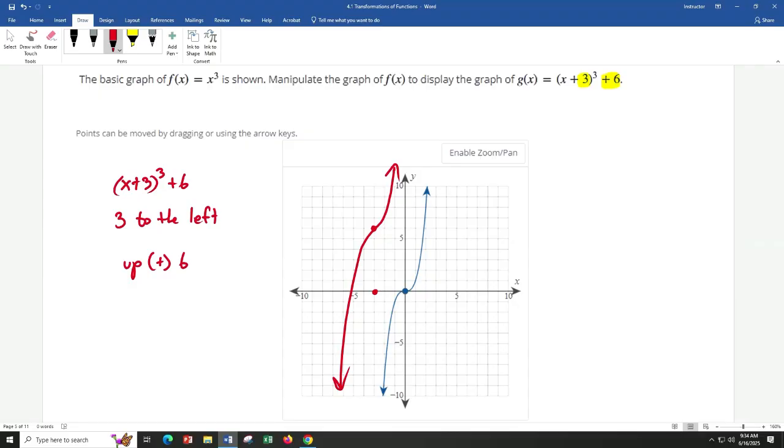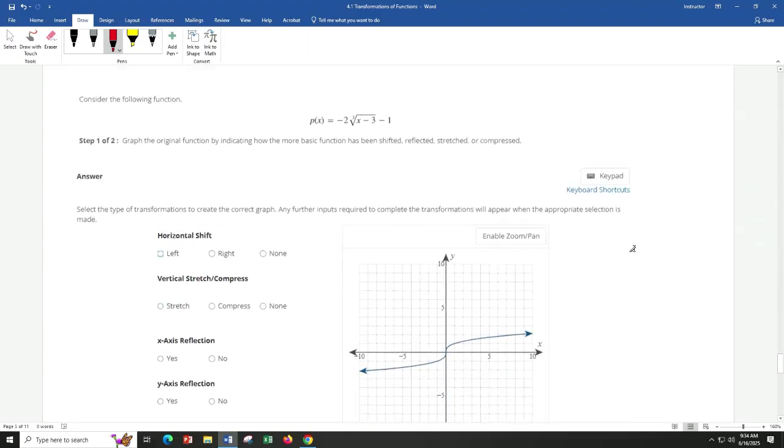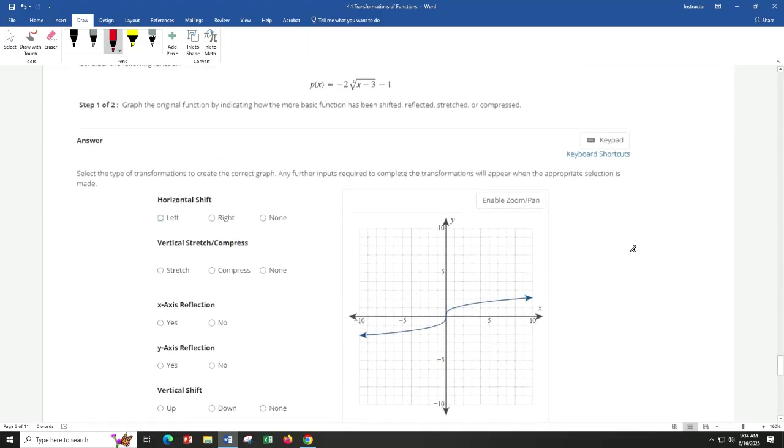Okay, let's do one that you're going to see in Hawks. Well, these are all things you see in Hawks. Let's see what they show you here. Now, the only difference on this one is, of course, as I click these things on here, you're not going to see what's happening, but I'll kind of walk you through this. Notice we have a function p of x is equal to negative 2 multiplied by the cube root of (x minus 3), minus 1.